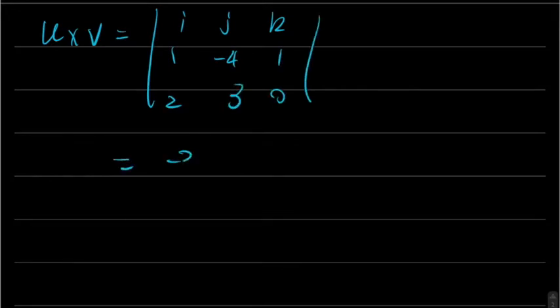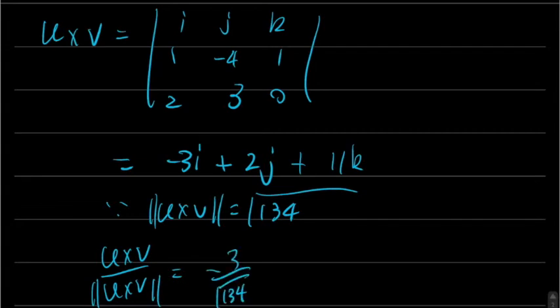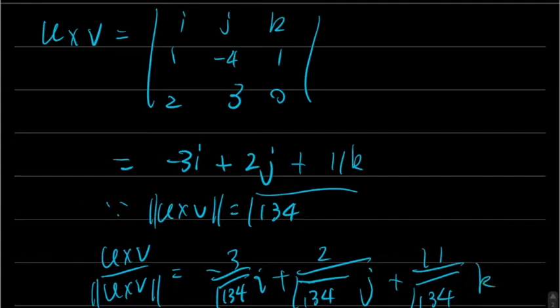And because the magnitude of the vector u times v is root 134, we can find the unit vector orthogonal to both u and v: negative 3 over root 134 i plus 2 over root 134 j plus 11 over root 134 k.